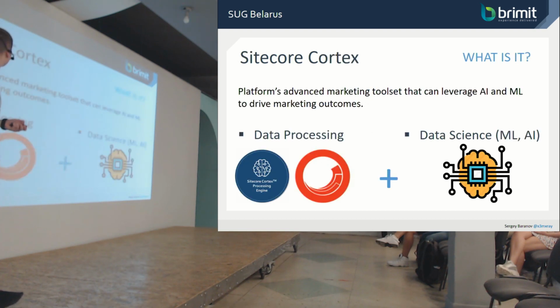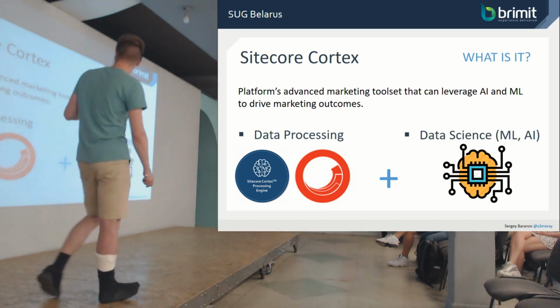Okay, let's start. What is Sitecore Cortex? Maybe anybody already has experience with Cortex? No one? Okay, Sitecore presented Cortex as an advanced marketing toolset that can leverage artificial intelligence and machine learning. Now, what does it mean? Cortex is not something real like Xconnect or marketing automation. It's just a name for all models, features, and toolsets that use data science in their implementation.